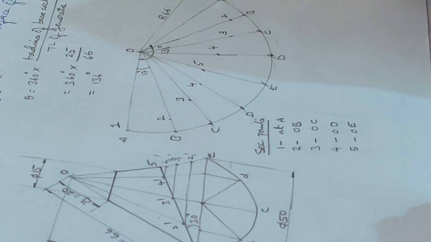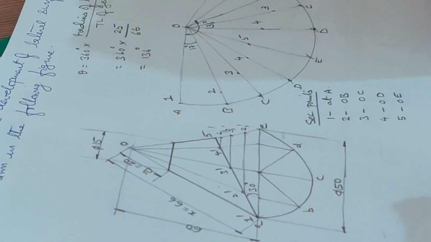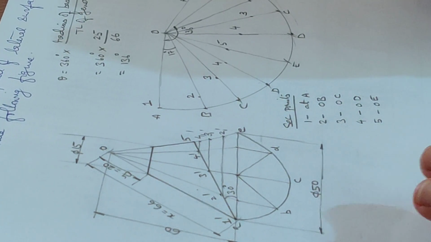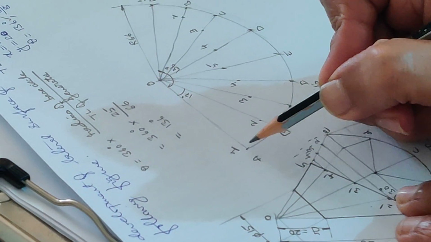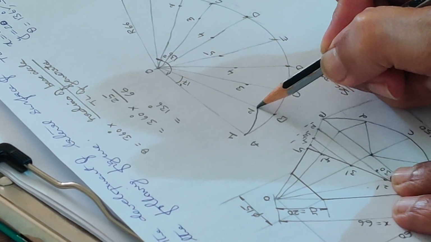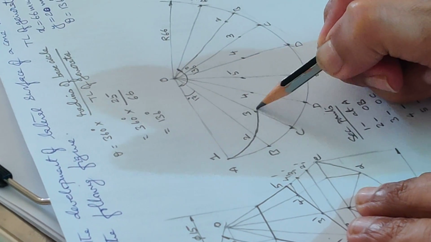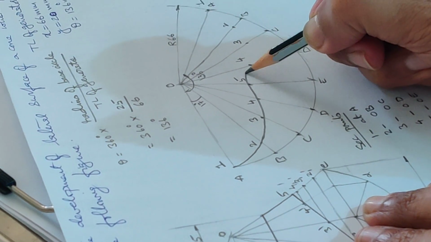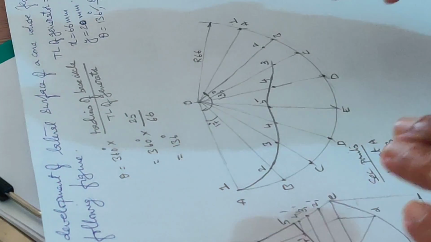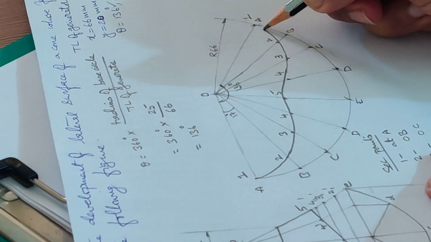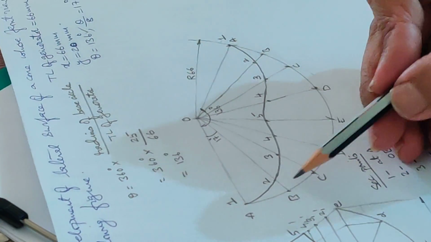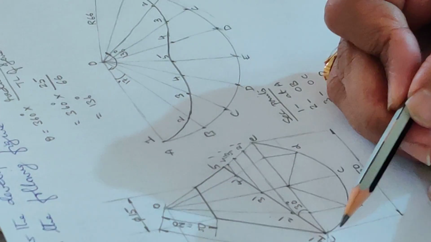This is a cone. So you need to connect the points using freehand curve. You can't join them using straight lines. Now if you connect them using a freehand curve, this is how it comes. So this curve corresponds to this cutting plane.